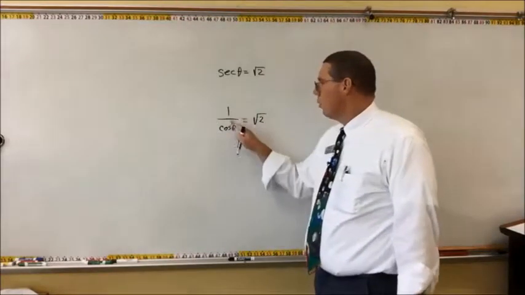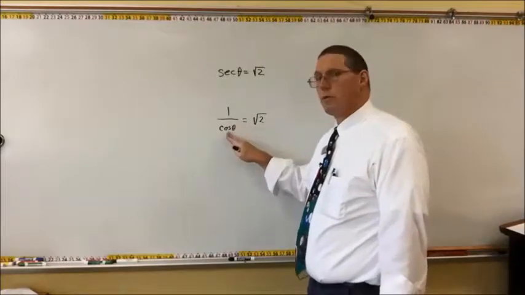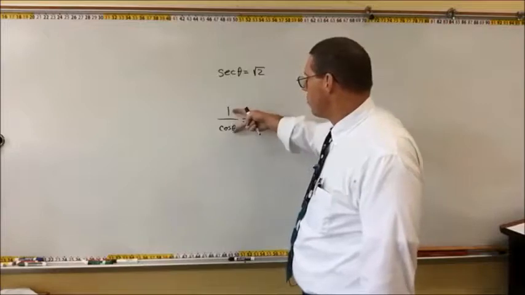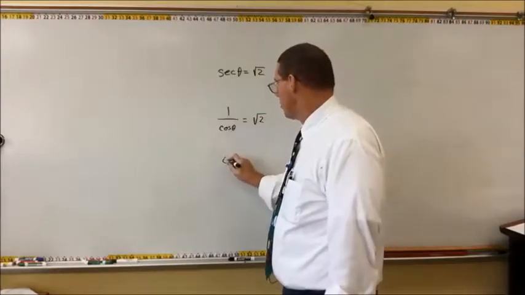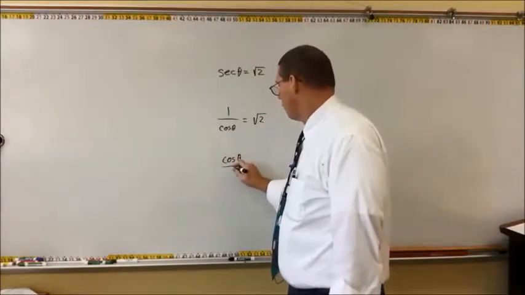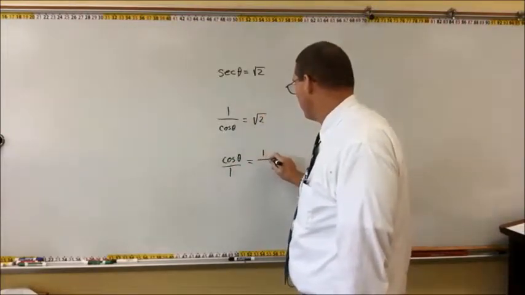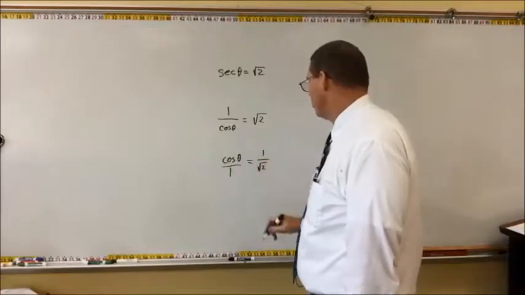Well, I don't want to know what 1 over cosine is. I want to know what just cosine is, because that's what's going to help me, if I know what cosine is. So I am going to flip this over. So I'm going to put cosine of theta over 1. Well, if I flip this over, I have to flip this one over too. This one becomes 1 over the square root of 2.